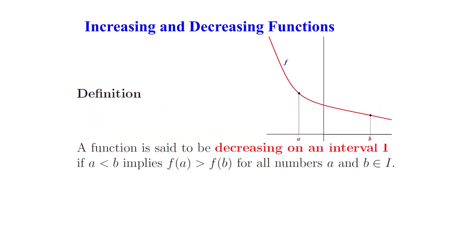was increasing. Conversely, a function is said to be decreasing on the interval I if a is less than b implies f of a is greater than f of b. Notice the inequality is now reversed. So if f is decreasing, that says that f of b would have to be smaller than f of a. Again, for all a and b in the interval I.